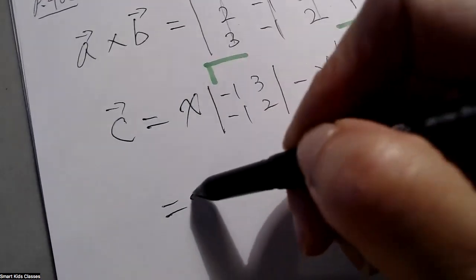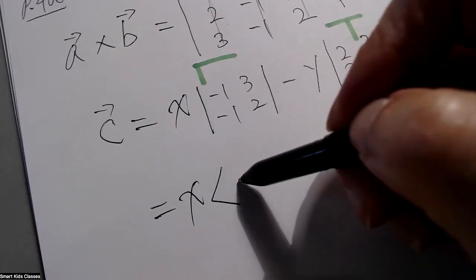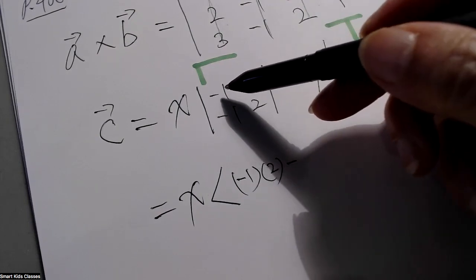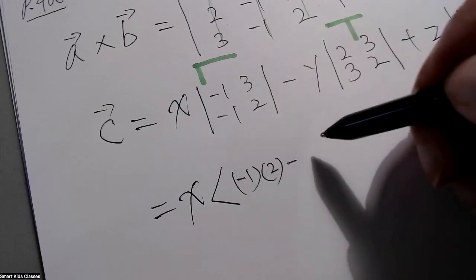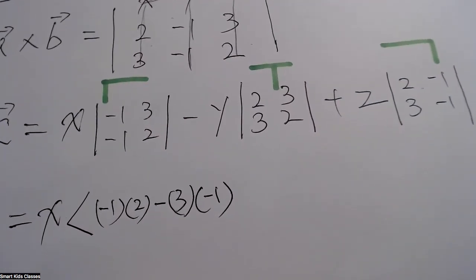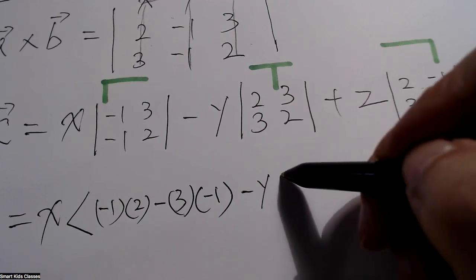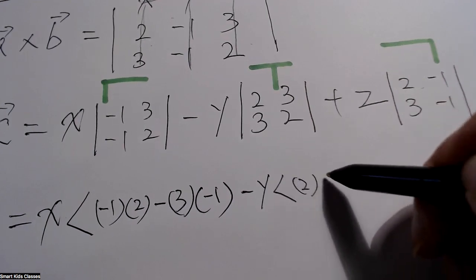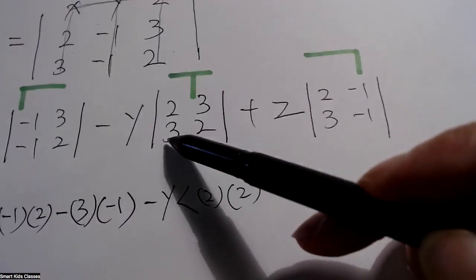We start to calculate the cross numbers. So we're going to equal x. Now the first one, -1 times 2, subtract 3 times -1. Good, so far so good. And then we do the y-axis. We use a bracket: 2 times 2, minus 3 times 3.